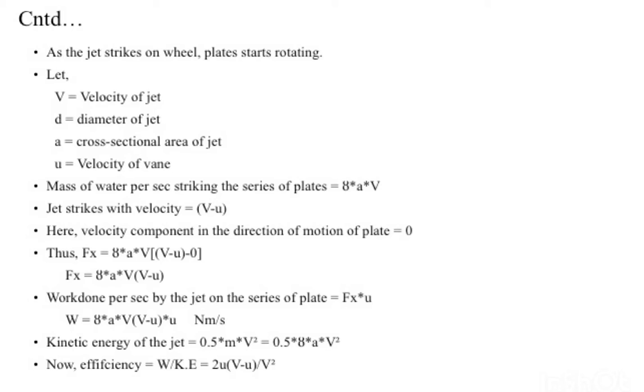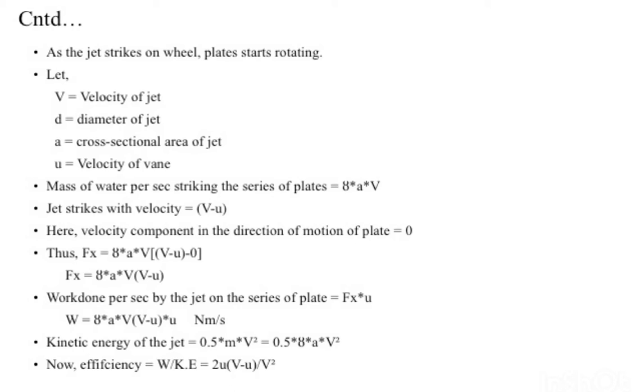Next you have to find out the work done per second by the jet on the series of plates, that is Fx into U. So W will be rho into area into V into (V minus U) into U. The unit is Newton meter per second.